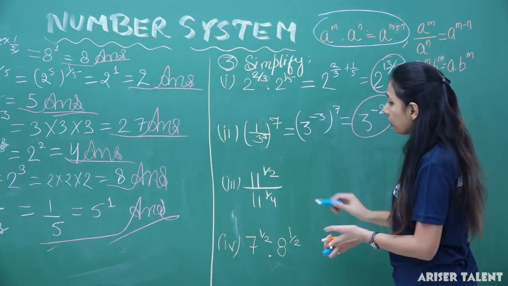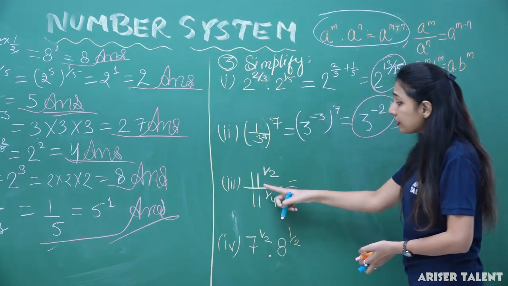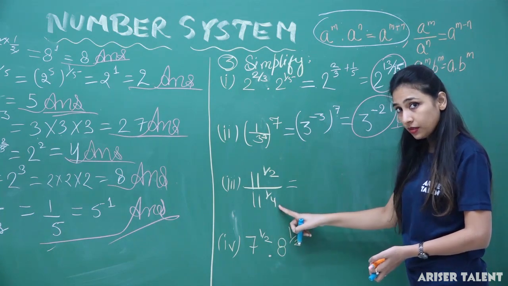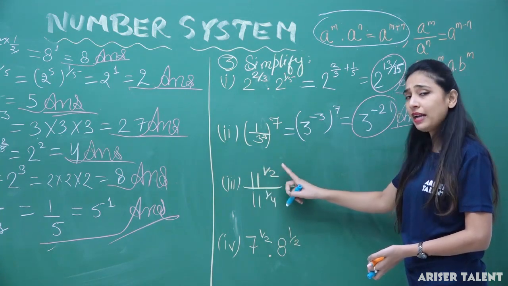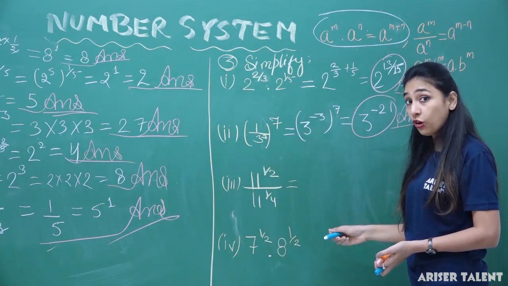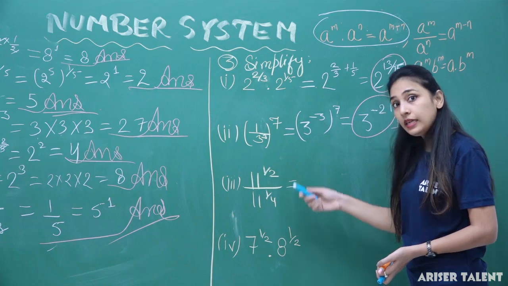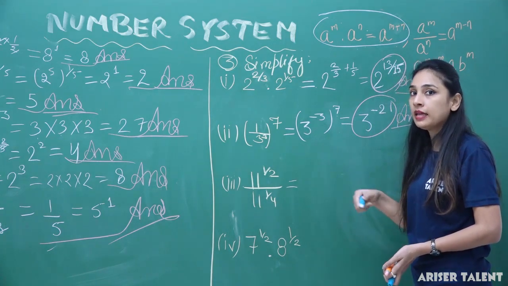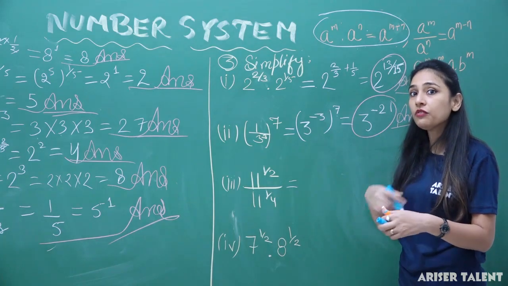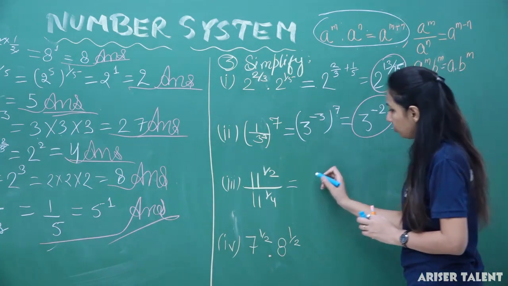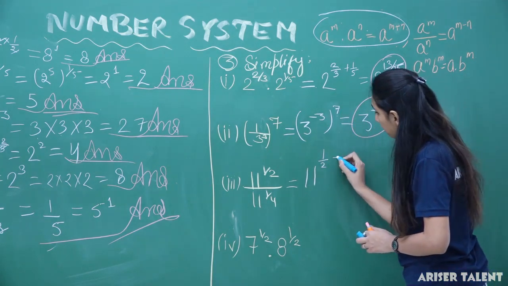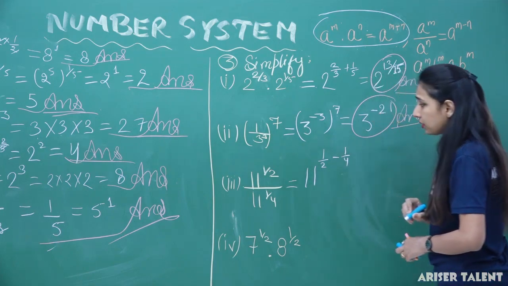Now, move towards this particular one. This is a raised to power m divided by a raised to power n. Now, in that particular situation, what will we do? A raised to power m minus n. In multiplication, we add the powers, and in division, we subtract the powers. Okay. So that will be the case: 11 raised to power 1 by 2 minus 1 by 4.